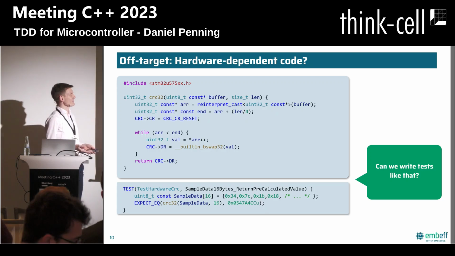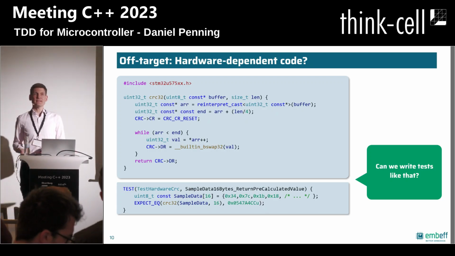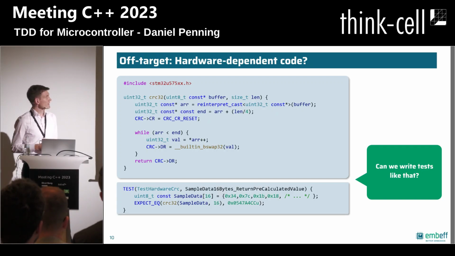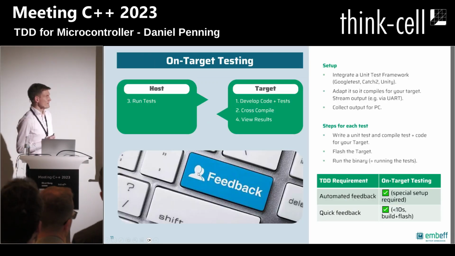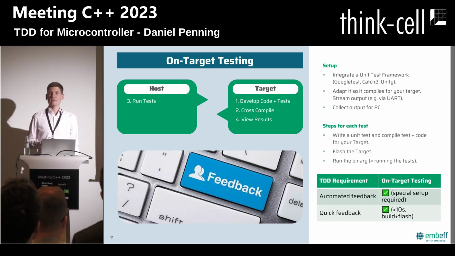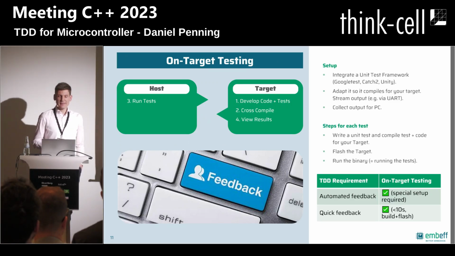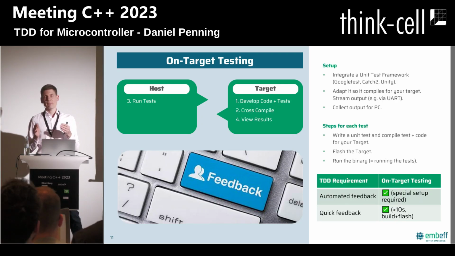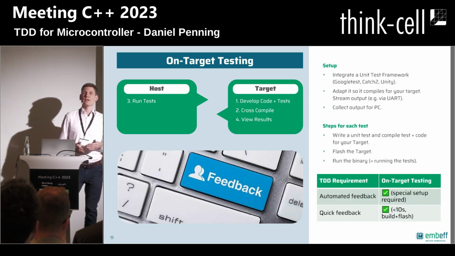And the question now is, I would like to write a unit test like before. Can I do this? Test this hardware-dependent code. And the answer is, of course, you just need to establish on-target testing. And this means you have to take your code base and, again, integrate a test framework. If you use an embedded compiler, for all of you who are not working regularly in embedded, projects often have to use really old compilers for different reasons.